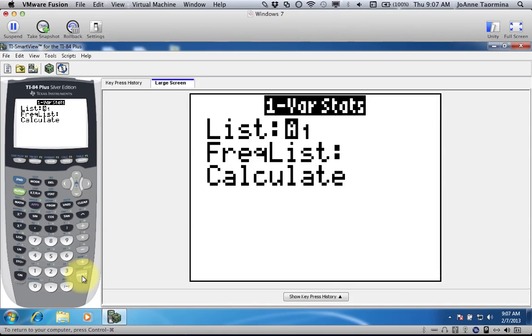Okay, here we're asked for a list. Now wherever your data is, that's the list you're going to use. By default it brings up L1. If you had to change that, you just use second and a different list. Okay, I want to go back to L1. Frequency list can be left blank if L1 contains all of your data values. If L1 contains all the data values in your data set, then there's no reason to put any number here for frequency list. Scroll down using your arrow down button with calculate highlighted, and then press enter.